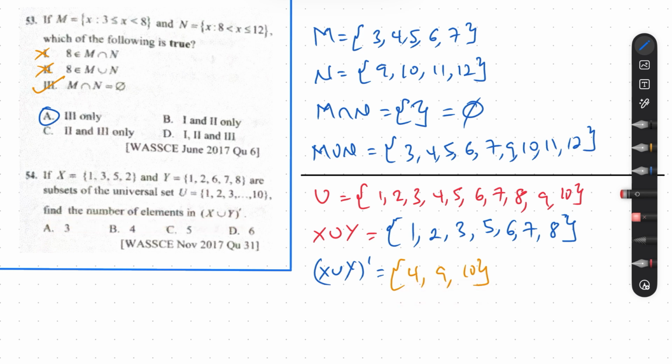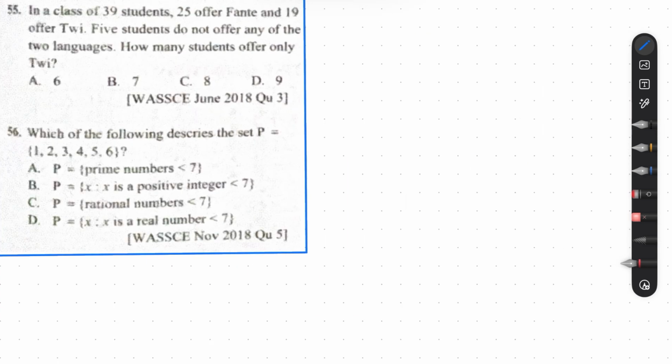Okay, this is 1, 2, 3. So 3 elements. Okay, so the number of x union y complement is what? 3. So that is our answer. That's our answer. Cool. Let's move on to question number 55.